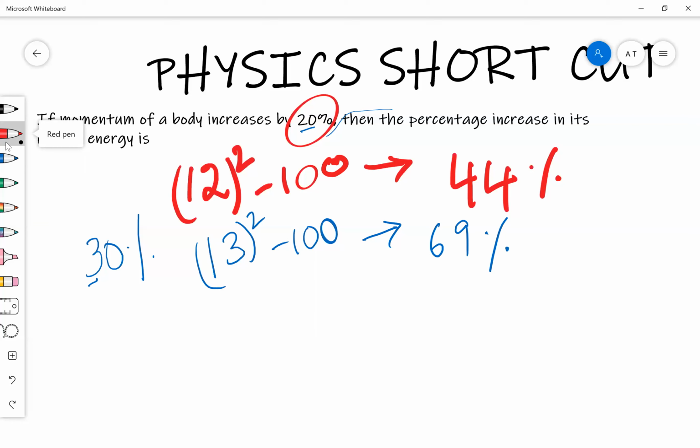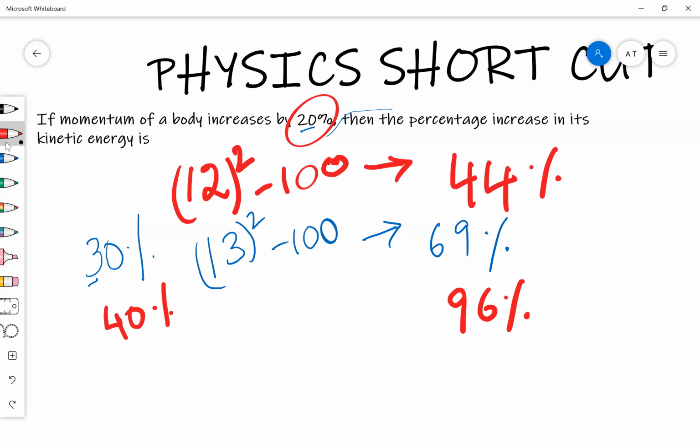For example, let me go with 40%. Just before 4, what do we have to keep? 1. So 14. 14 squared is 196. 196 minus 100 is 96%. So this is the way you should continue.